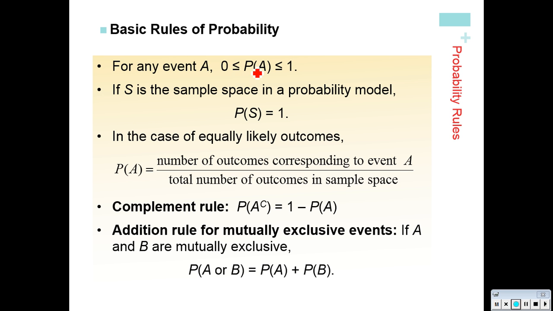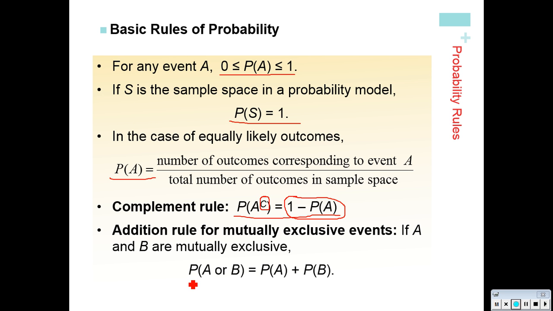So, just some other rules here, and this has more to do with notation. For any event A, probability must be between 0 and 1. If S is the sample space in a probability model, that means that all of the outcomes together must equal 1. Here's the formula for probability; we just talked about that. Here's the complement rule. The complement of an event is the event that it does not occur, and we represent the complement of an event with this little c here. So if you want to find the probability that something doesn't occur, you simply do 1 minus the probability that the event does occur.